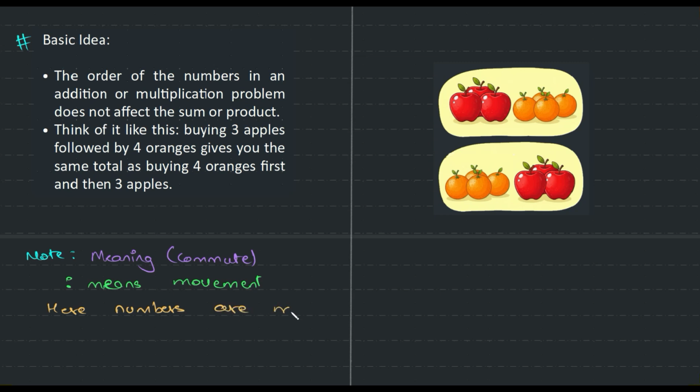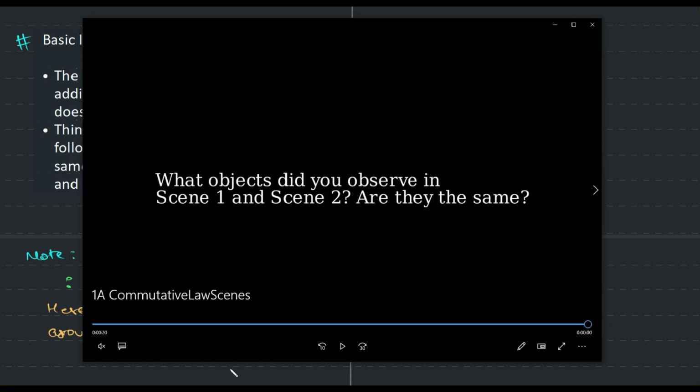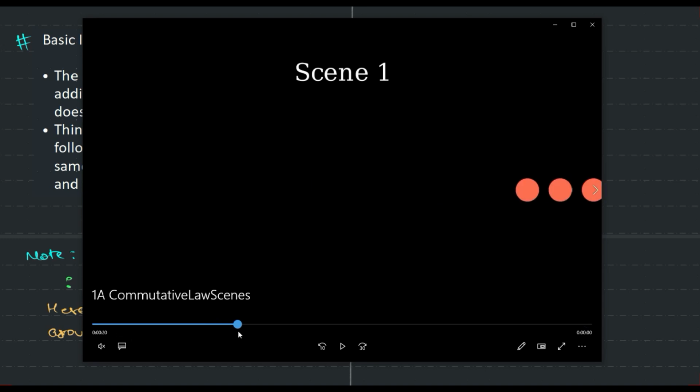Don't worry, we will see this. So we have one more scenario. The order of numbers in an addition or multiplication problem does not affect the sum or product. That's a statement. That's the basic idea. Let's think of it this way. Buying 3 apples followed by 4 oranges gives you the same total as buying 4 oranges first and then 3 apples. It's similar to the scene that we saw, right? It doesn't matter in which order they came.